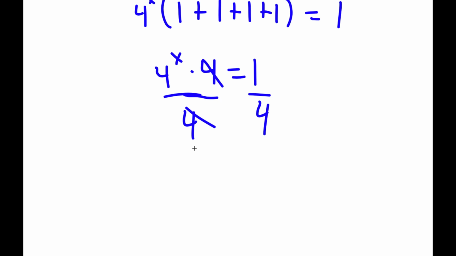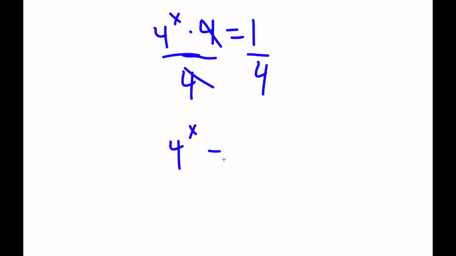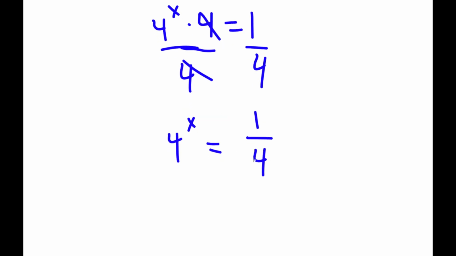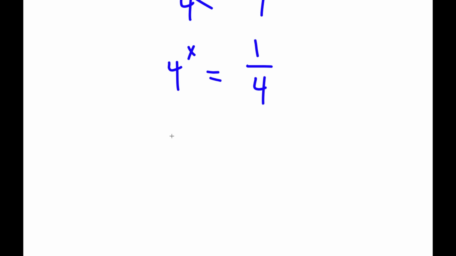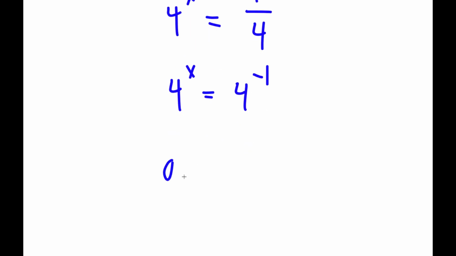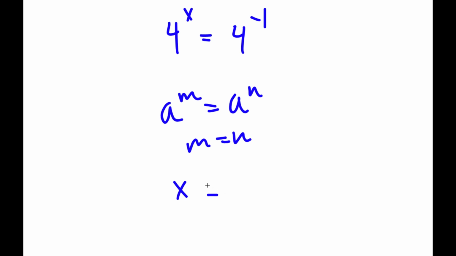So then these two cancel out. And now I have 4 to the power of x is equal to 1 over 4. Now 1 over 4, that's the same thing as 4 to the power of negative 1. And if I have something in the form a to the power of m is equal to a to the power of n, this means that m is equal to n. So in this case, x is equal to negative 1.